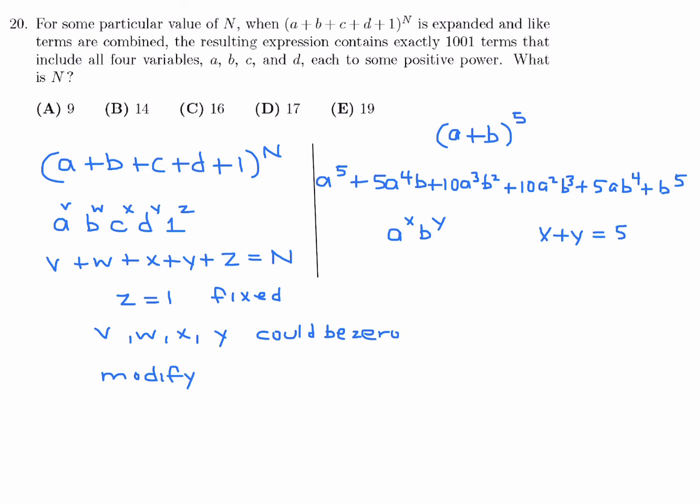And the reason we need to modify is because currently, if you look at this guy right here, since we know that v or w or x or y can be 0, if we put it in this form, then those exponents could be 0. And the question clearly says that those have to be to some positive power. So either 1, 2, right? Can't be 0. 0 is not positive. So what we can do is, instead of writing v, w, x, and y, we can just write v plus 1, w plus 1, and so on. x plus 1, y plus 1. And 1 to the power of z. z is fixed as 1, so we don't need to worry about that so much.